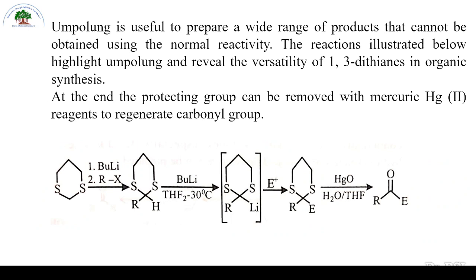Umpolung is useful to prepare a wide range of products that cannot be obtained using normal reactivity. The reactions illustrated below highlight Umpolung and reversal of the polarity of 1,3-dithiane in organic synthesis. Here, the same reaction is shown: butyl lithium extracting this proton, reaction with alkyl halide, then further reaction of butyl lithium with this 1,3-dithiane, abstraction of this proton and generation of negative charge, and further substitution of the electrophile and hydrolysis regenerating the substituted carbonyl compound.